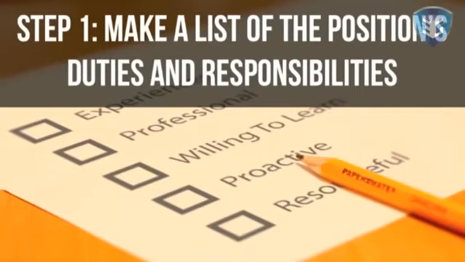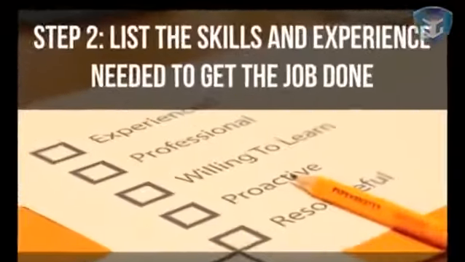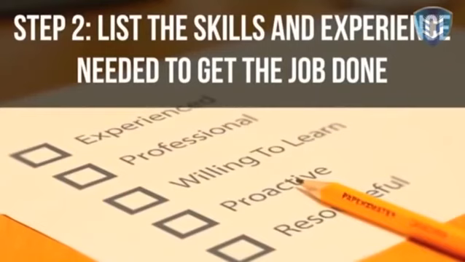Step 2, list the skills and experience needed to get the job done. To make this list the most effective for your job description, you want to order it from most important to least important. An easy way to do this is to separate the skills and experience that an employee has to have to even be considered for the position from those that would be nice to have but not absolutely necessary.